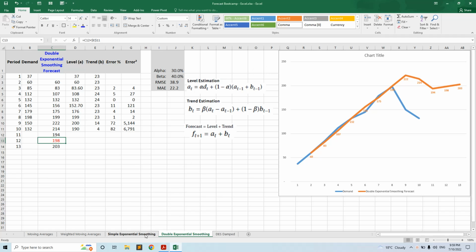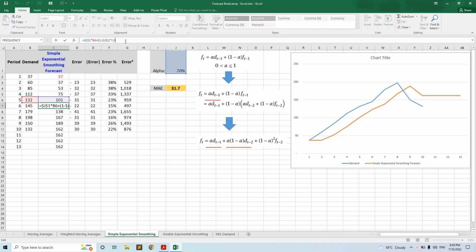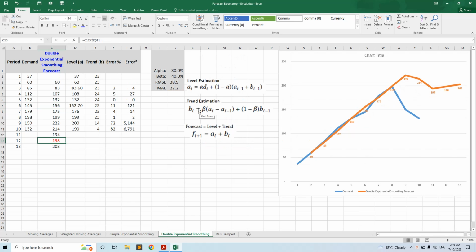A quick reminder for the simple exponential smoothing: you have this alpha parameter and the formula is like this. You have the forecast equal to alpha multiplied by the last demand plus 1 minus alpha multiplied by the last forecast. Okay, now we add also the trend.